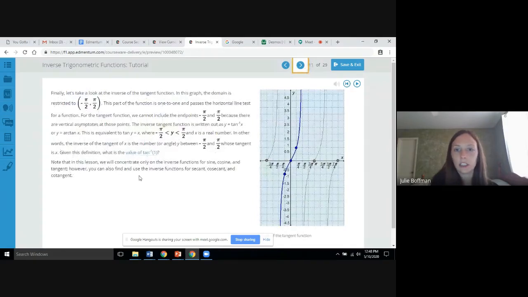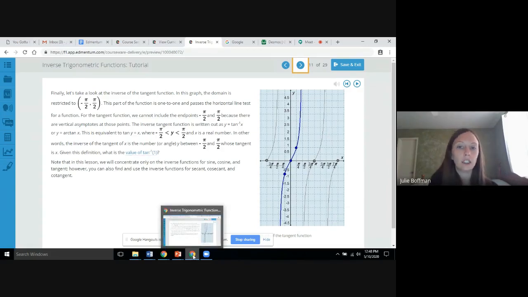And here they talk about tangent, which we already did. We already talked about this, but let's just do this problem they have here. It says, what's the value of inverse tangent of 1? So you're going to say, okay, in quadrant 1 or quadrant 4, what angle has a tangent value of 1?